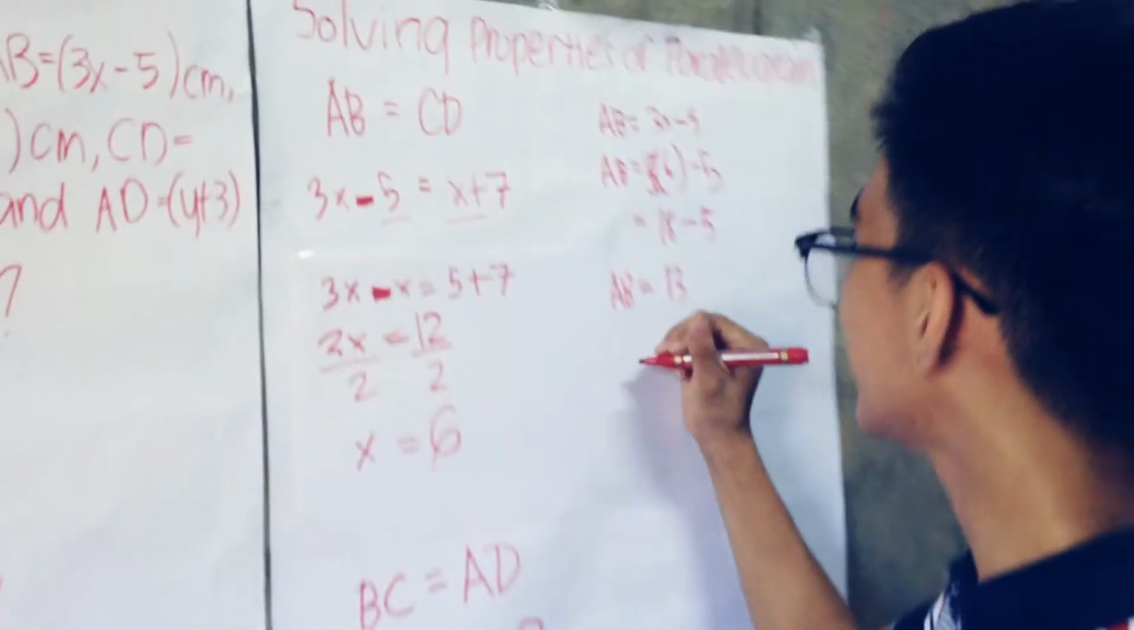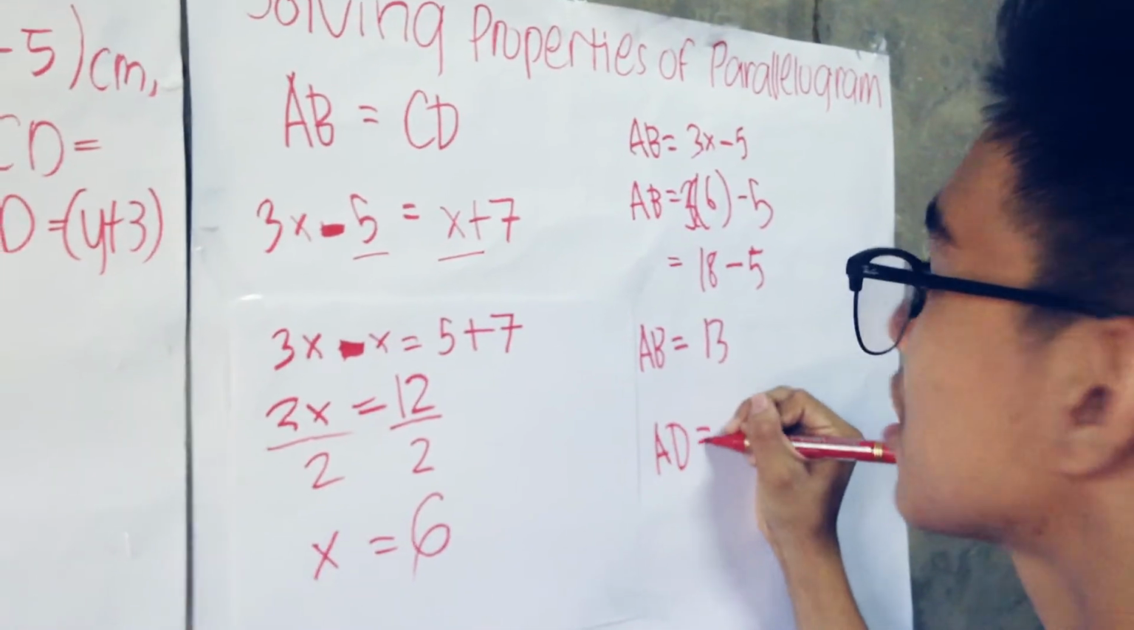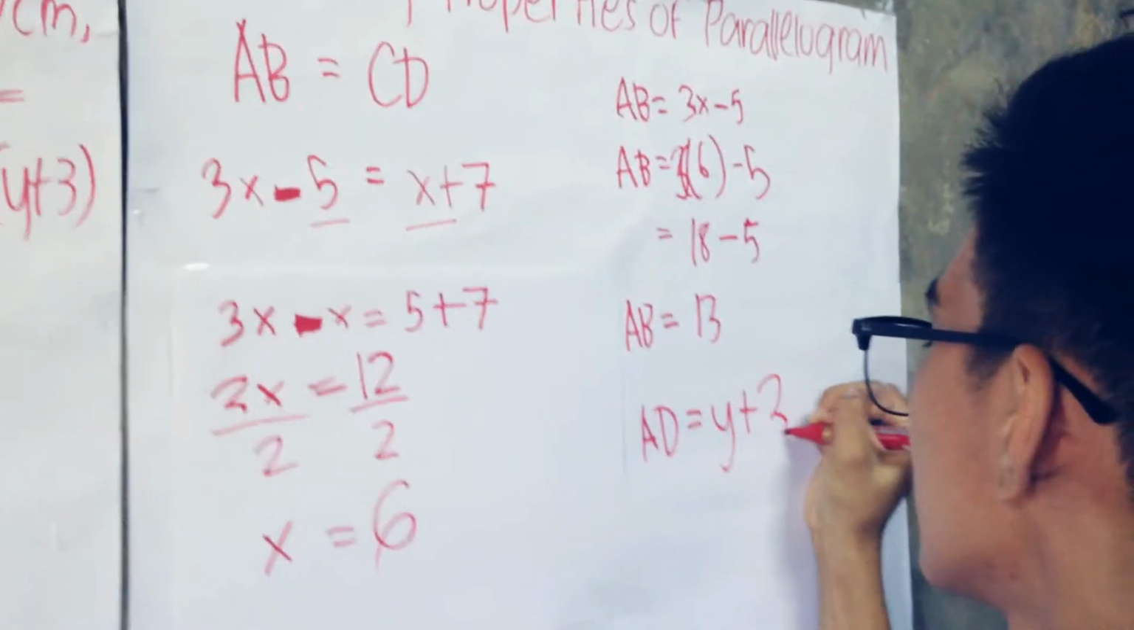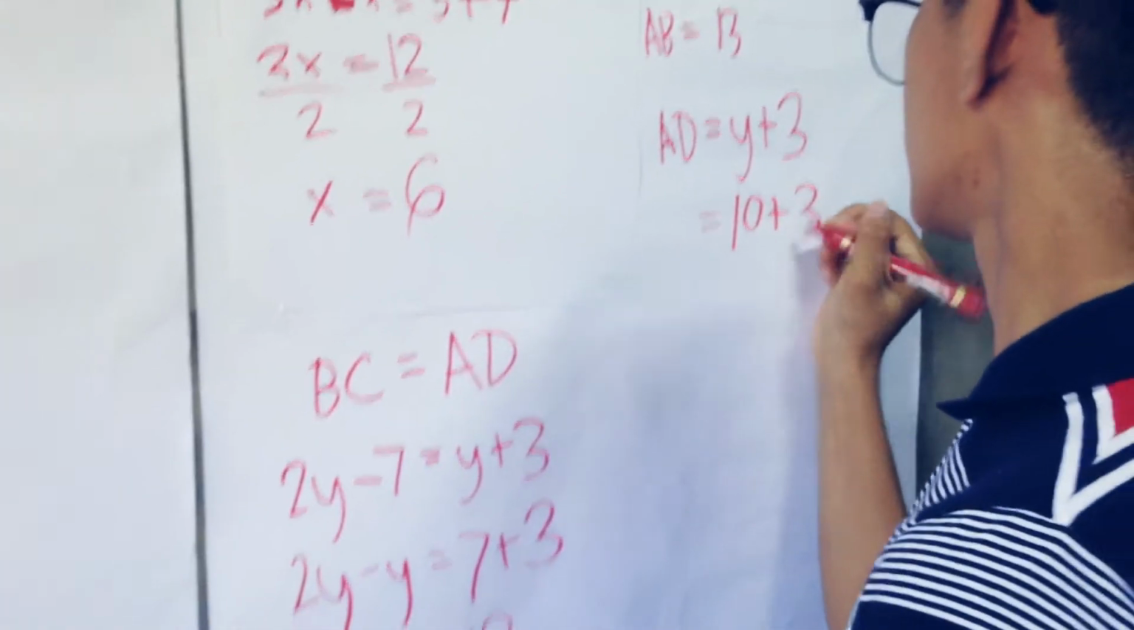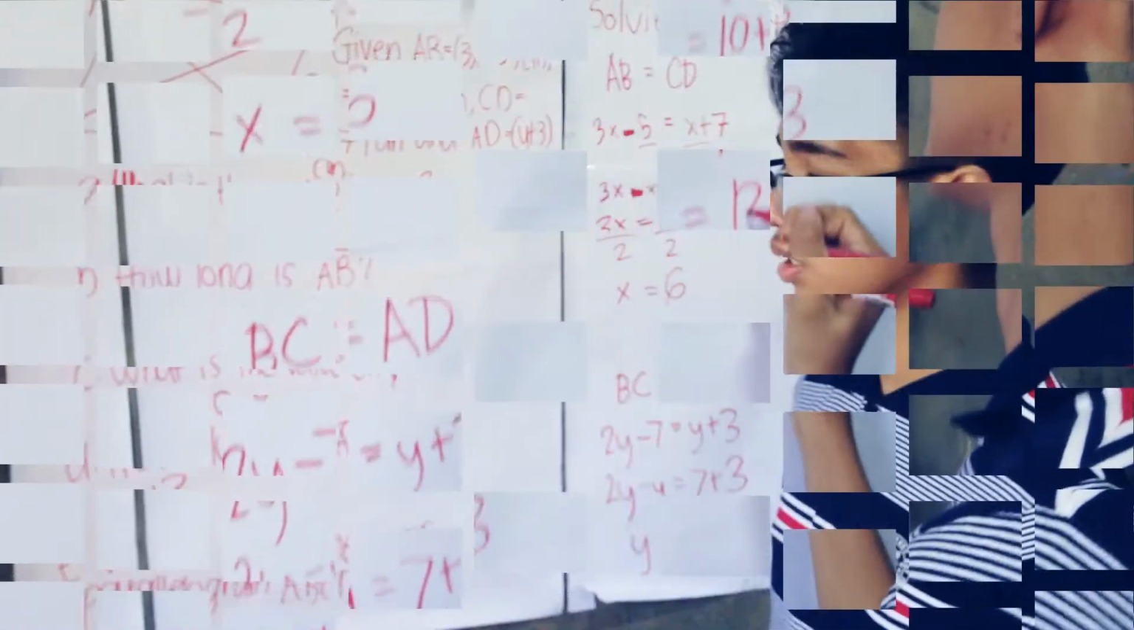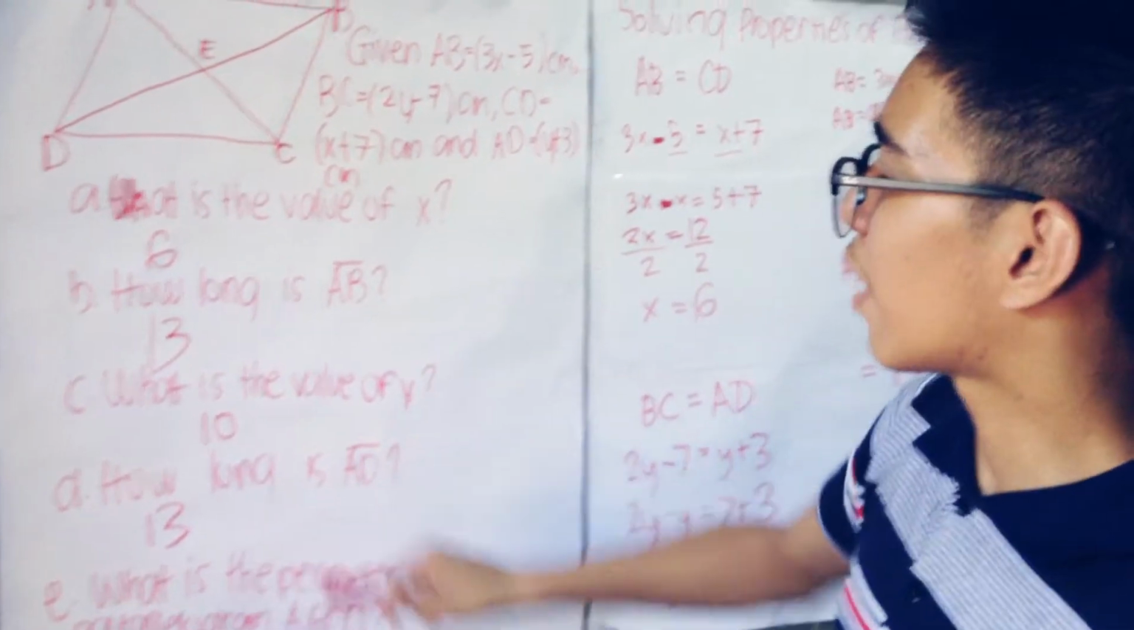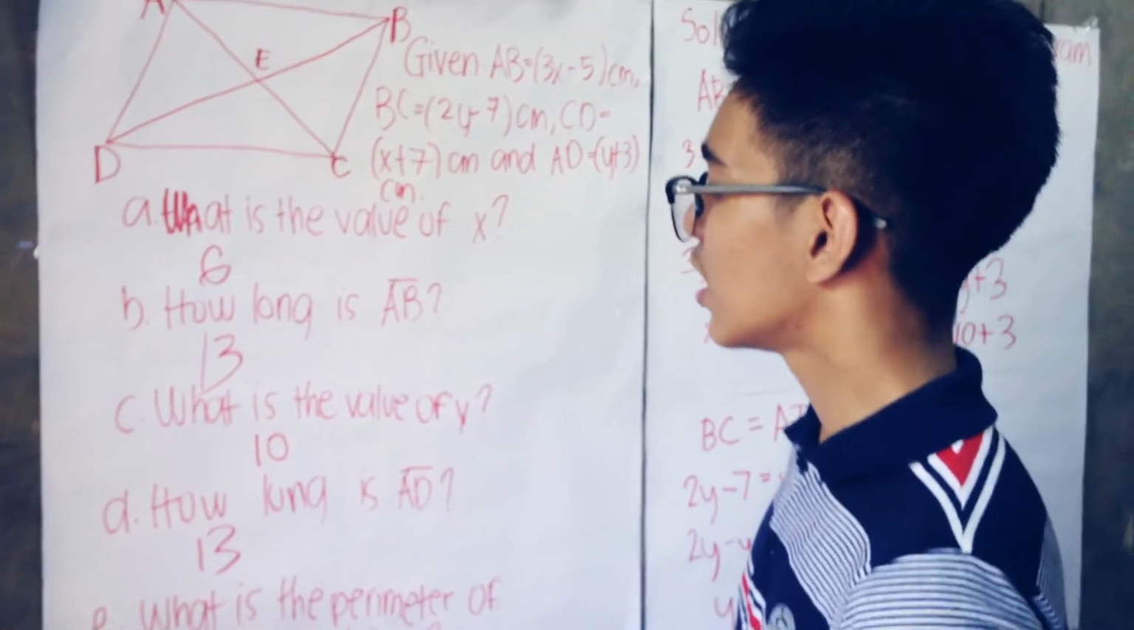So it's going to be AD is equal to y plus 3. Substitute the value of y, which is 10, plus 3, which is going to be 13. As you can see, the value of the two congruent sides are both 13.